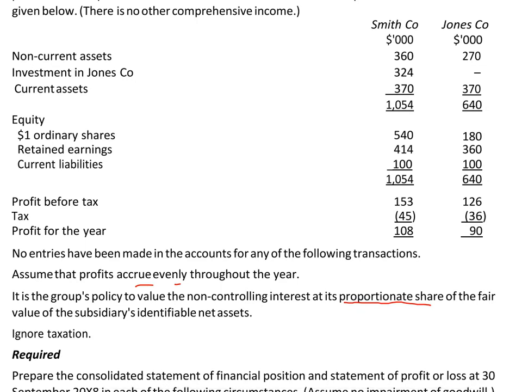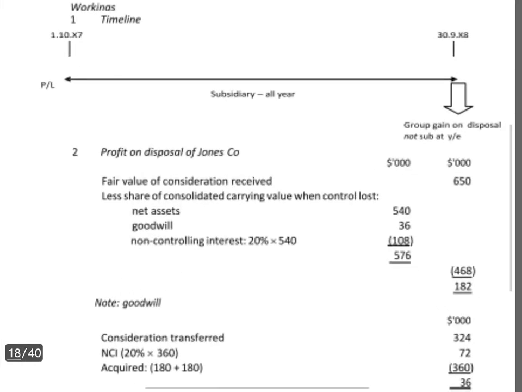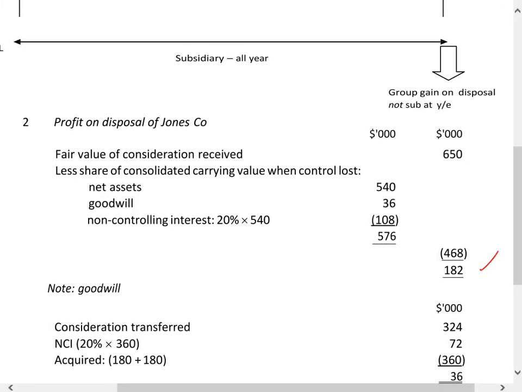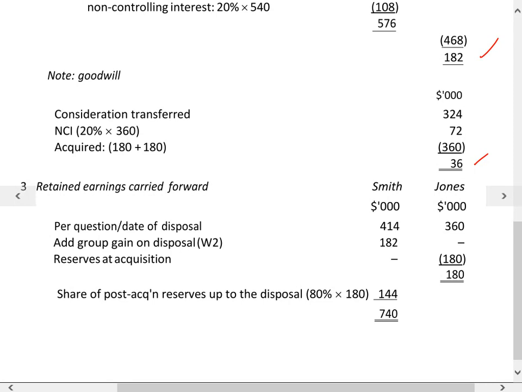And remember, I make a gain or profit from disposal. So this one belongs to the group. It has to be included. Let's look at the answer. First of all, goodwill is done. Gain on disposal 186, 182, done. Retained earnings: today's retained earnings is 36, pre is 18, this is post. Do we still have the consolidation? Yes. Even though I lose control, on the last day I still consolidate the post-acquisition profit.